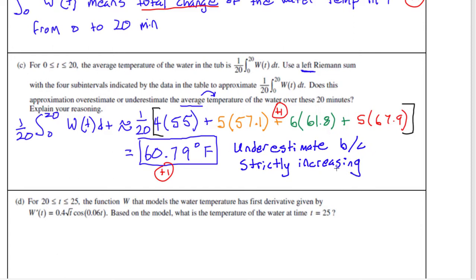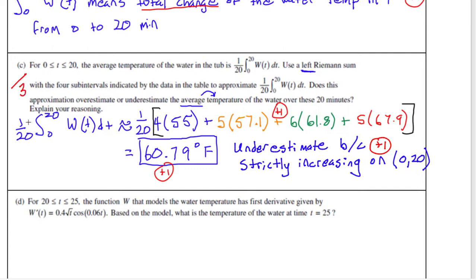Are you eavesdropping on that, Ben? Yeah. So I would prefer you to always say strictly so that you know that's increasing all on that interval. Strictly increasing on the interval 0 to 20. So if you said that it was an underestimate with this rationale, with this correct reasoning, you get 1 point. And this was out of 3 points.